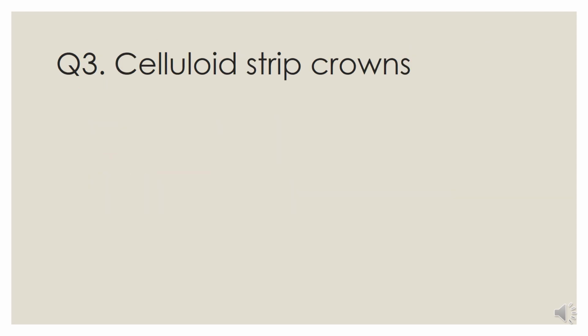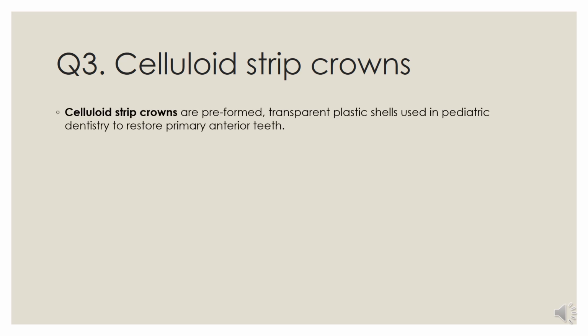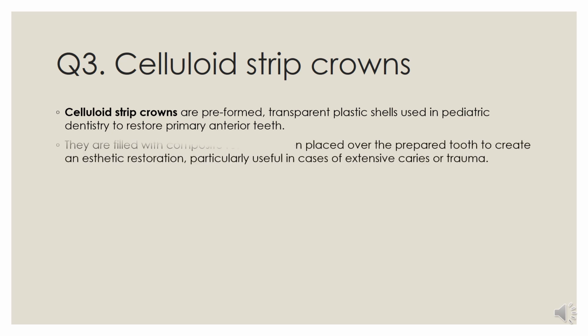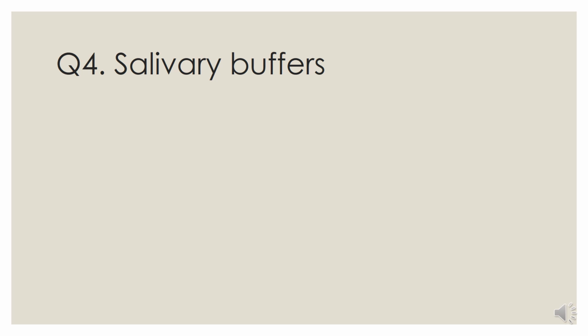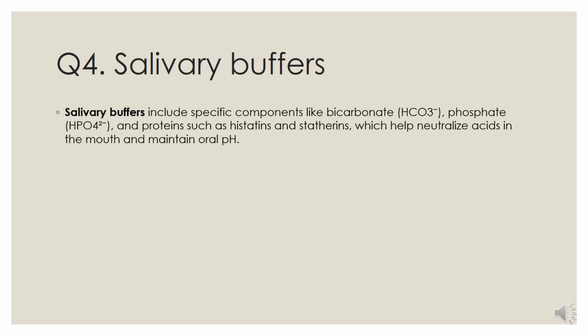Question 3 is celluloid strip crowns. Celluloid strip crowns are pre-formed transparent plastic shells used in pediatric dentistry to restore primary anterior teeth. They are filled with composite resin and then placed over the prepared tooth to create an aesthetic restoration, particularly useful in cases of extensive caries or trauma. 4 is salivary buffers. Salivary buffers include specific components like bicarbonate, phosphate, and proteins such as histatins and statherins which help neutralize acids in the mouth and maintain oral pH.